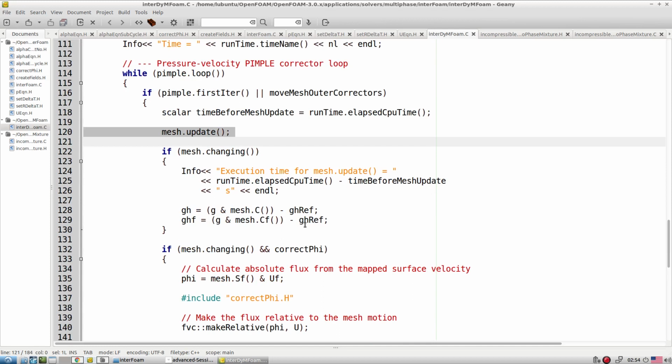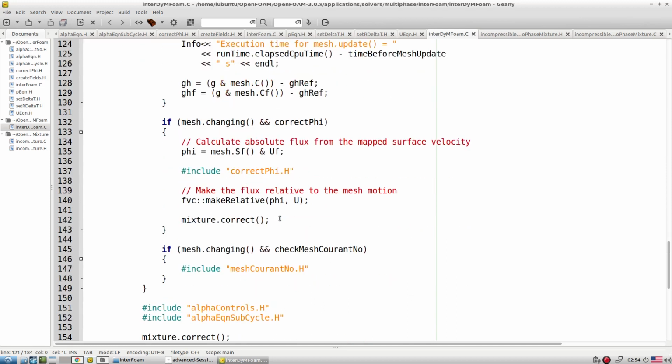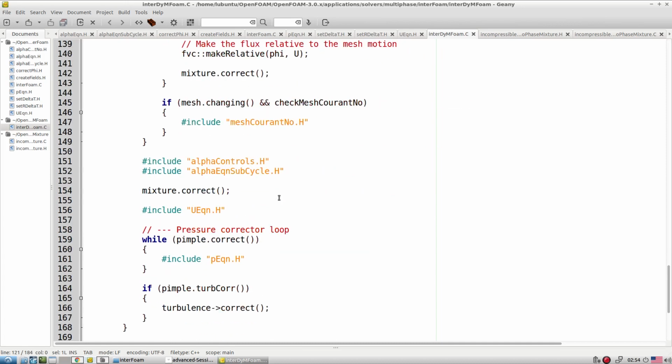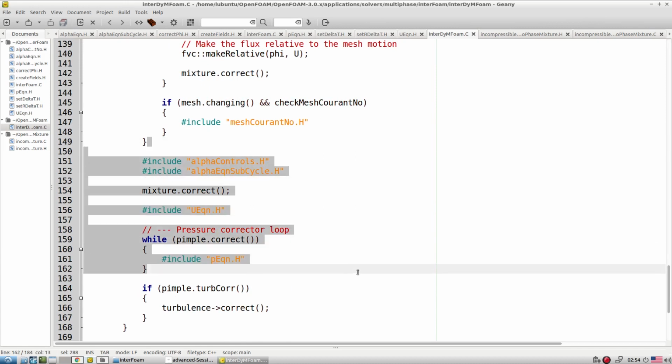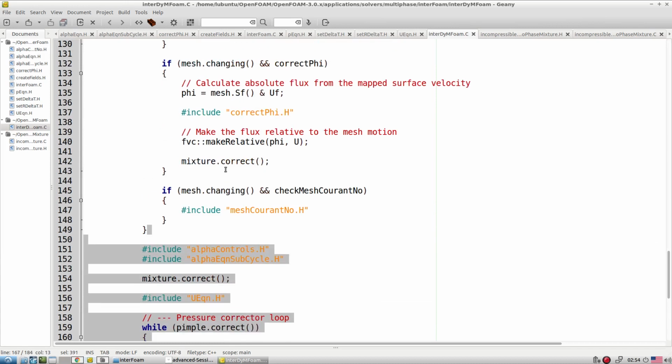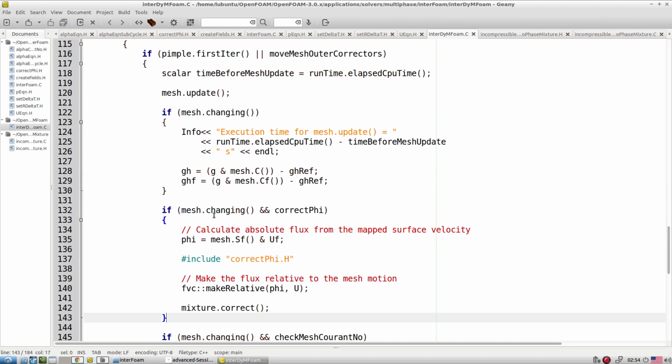And a few more changes are required, like the gravitational reference and all these things. Otherwise the basic equations are more or less the same. We are going to solve for the same U equation, the p equations and the alpha equations. But here we have a mesh motion, so certain peripheral changes are required.